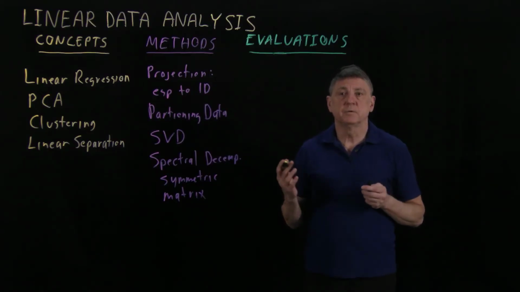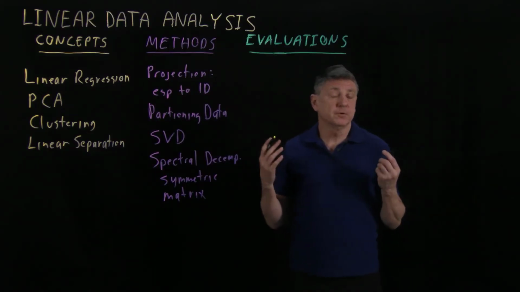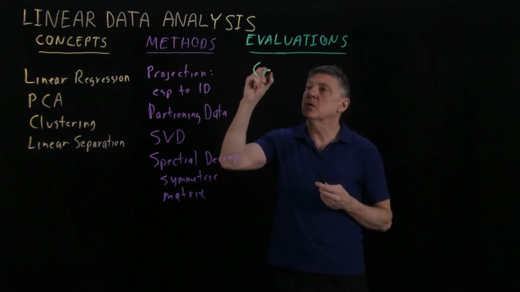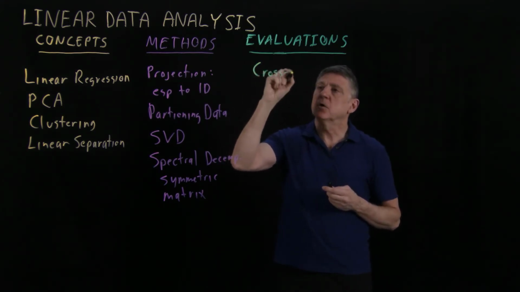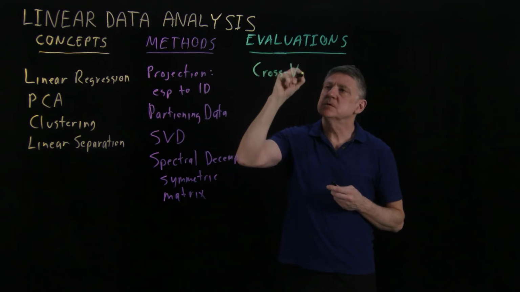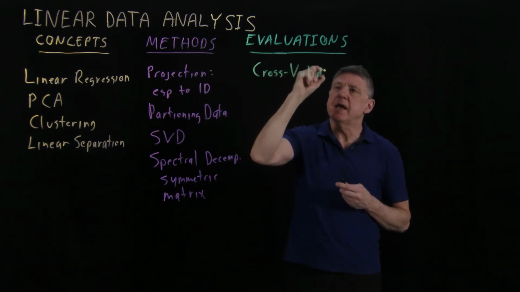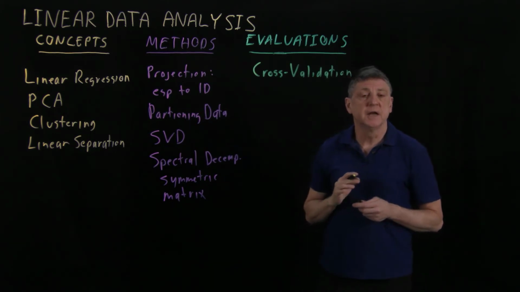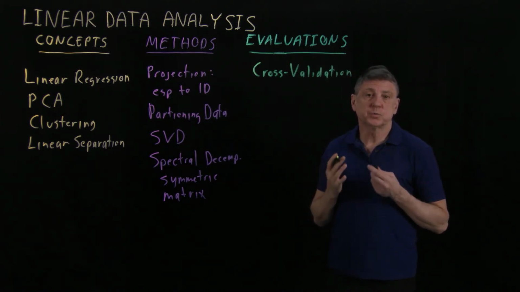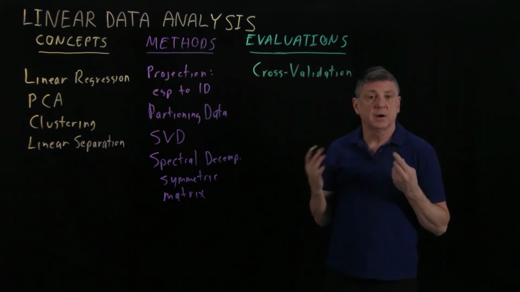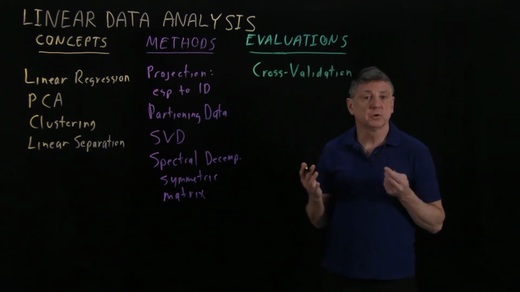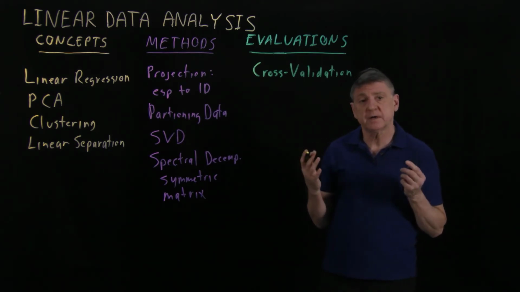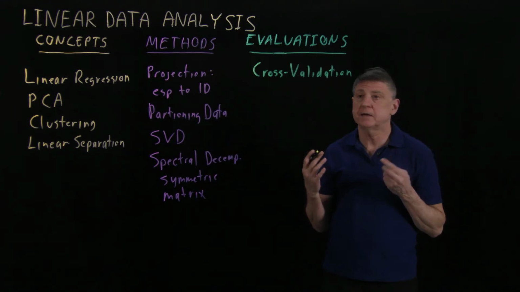When it came time to evaluate our data, one of the first methods that we used was cross-validation. And cross-validation comes in many guises, and the key observation of cross-validation is we didn't want to use just one method to evaluate our results. We wanted to use multiple methods and compare them, and cross-validation is one example of how to do that.